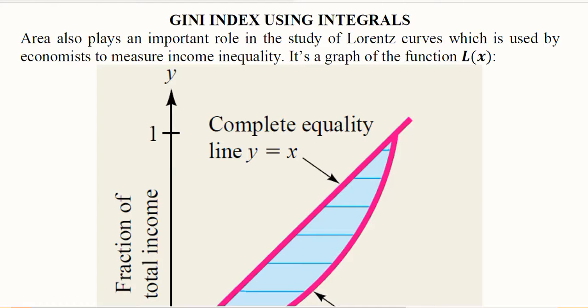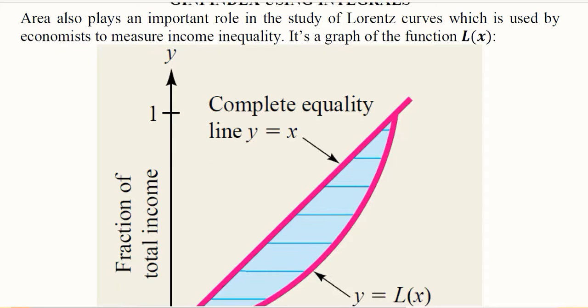In development economics, we use a very famous index to assess the income inequality in a population, which is known as the Gini Index. It is based upon the Lorenz Curve. So we will recall the Lorenz Curve here, and this study of the Lorenz Curve basically allows economists to measure income inequality.